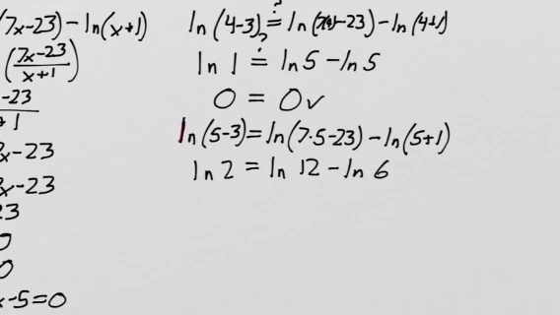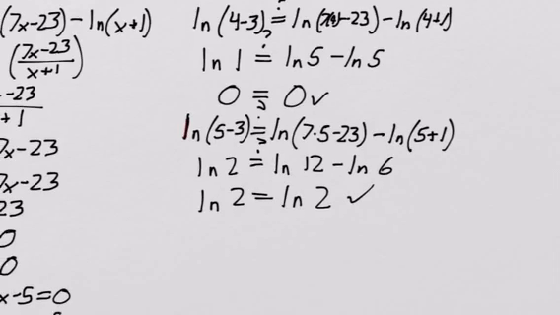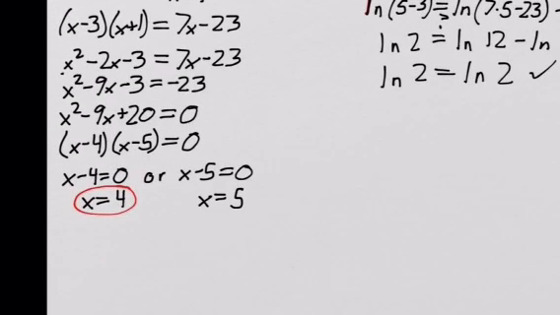And unfortunately, the only thing we're able to do on this one is use the property of logarithms that says when you subtract logarithms, you divide. So we get natural log of 2 equals natural log of 2. So that checks out. So we indeed get that both x equals 4 and x equals 5 are solutions to this equation.